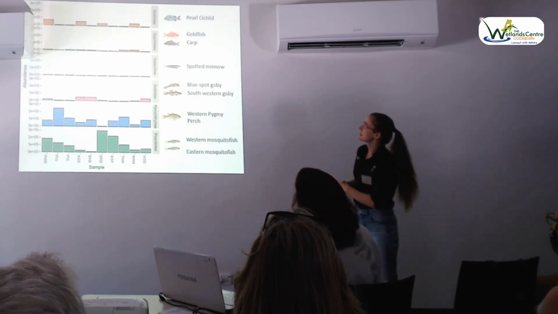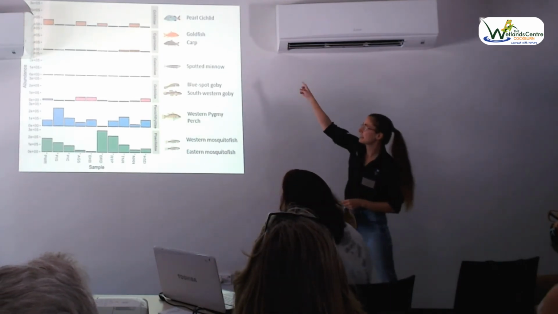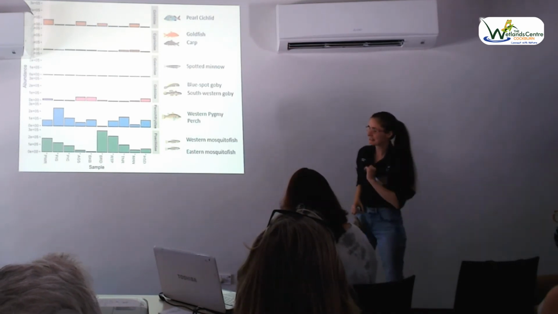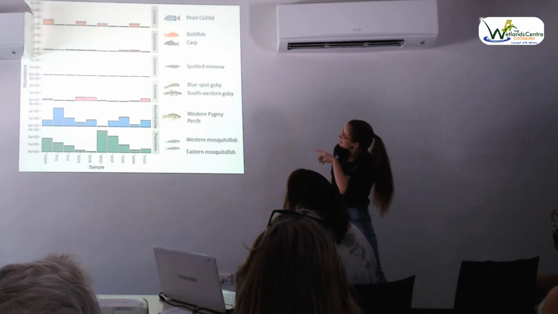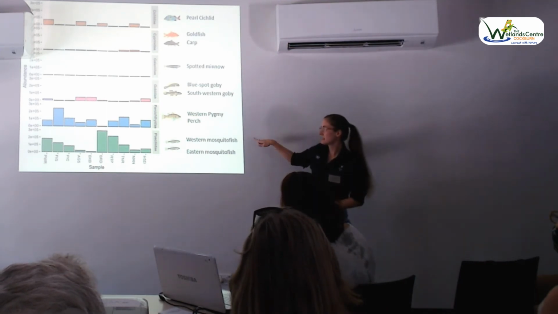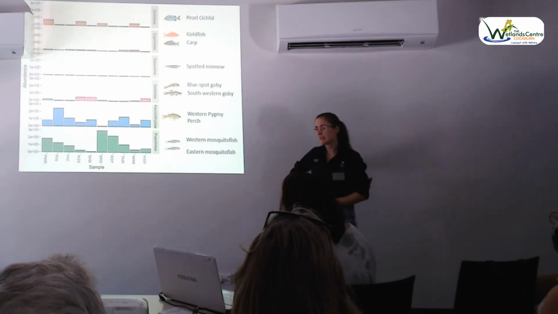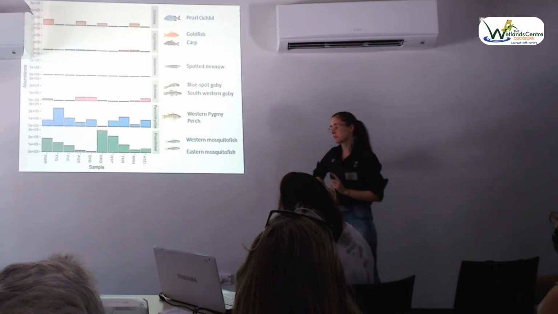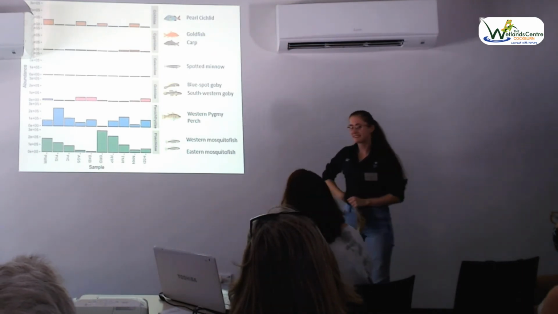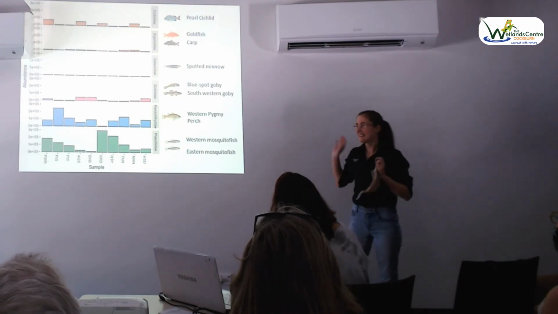So if we just look at some of the fish that we're actually really interested in, we have our pearl cichlids. Unfortunately we can't really map the invasion for it because it looks like they are doing a whole lot. Then goldfish, carp, and what we thought was just the western mosquitofish turns out to be also the eastern mosquitofish, and the eastern is more dominant and more aggressive, so that's that. But the western pygmy perch is also really dominant, which is kind of yay for them.